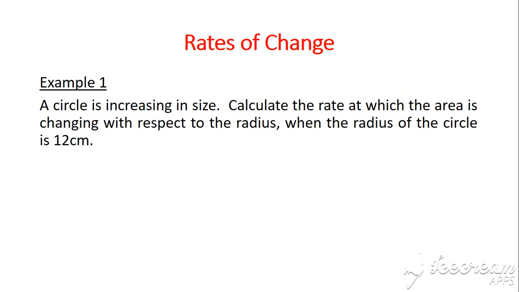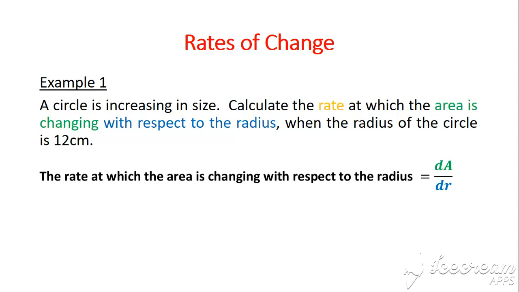All right, we've got two examples to show you, and see if you can get your head around what this means. Example 1: a circle is increasing in size. We're going to calculate the rate at which the area is changing with respect to the radius, when the radius of the circle is 12. The word rate means gradient, so we're going to have d something over d something. Since the area is changing with respect to the radius, we're going to have dA/dr. So the rate at which the area is changing with respect to the radius is written as dA/dr.